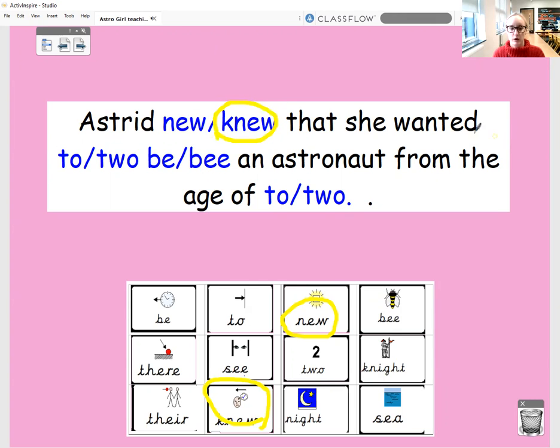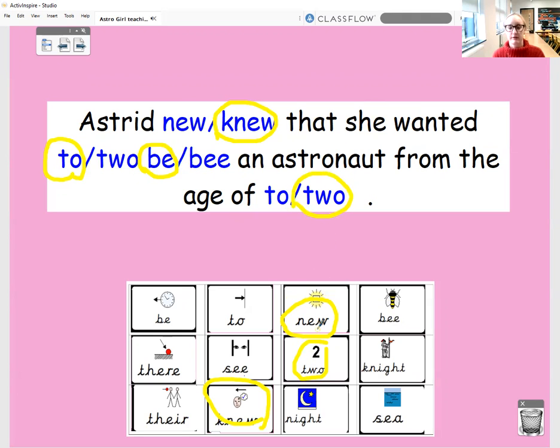So Astrid knew that she wanted to be. Well, it can't be 2, as in the number 2, because that doesn't make any sense because it's not an amount. So it's got to be this 2. To be. Is it be as in, no, it can't be be as in an insect, so it's got to be this B. So Astrid knew that she wanted to be an astronaut from the age of 2. Let me check. Let me think. Which one is it? Oh, I remember it's this one. The amount.